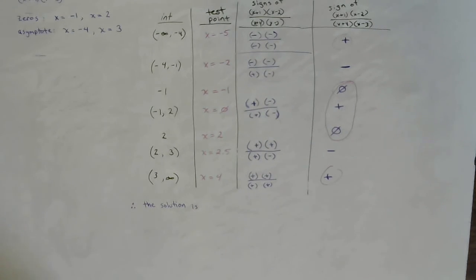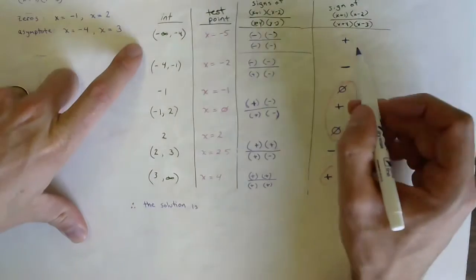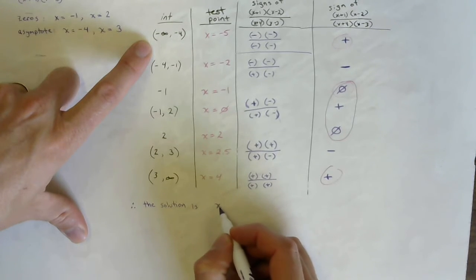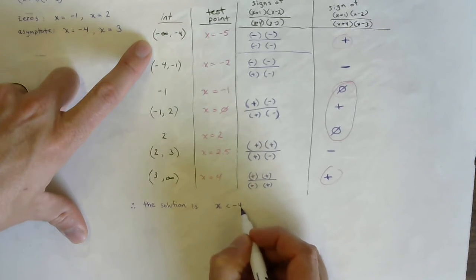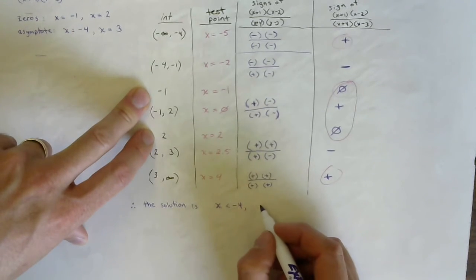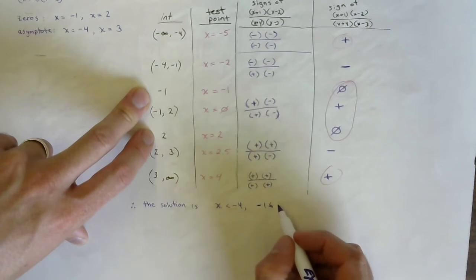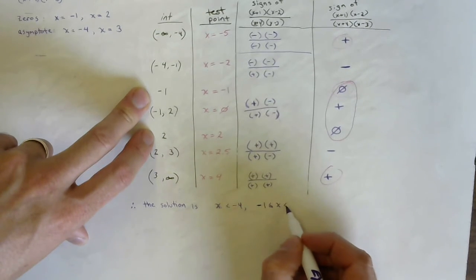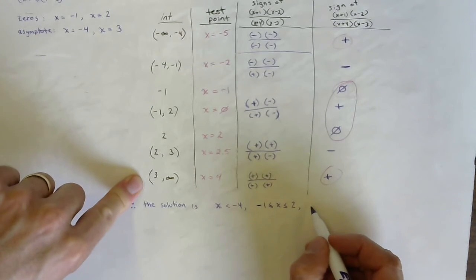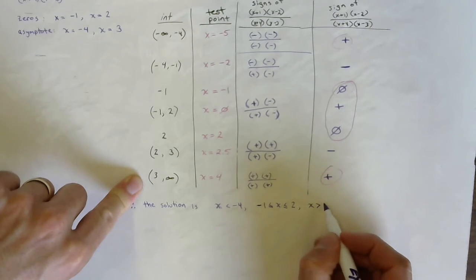So the solution as inequality first is everything to the left of -4. So x less than -4. Anything from -1 to 2 inclusive. So x is greater than or equal to -1, and less than or equal to 2. And then anything to the right of 3, but not including 3. So x greater than 3.